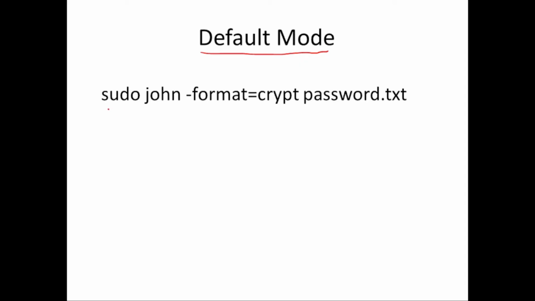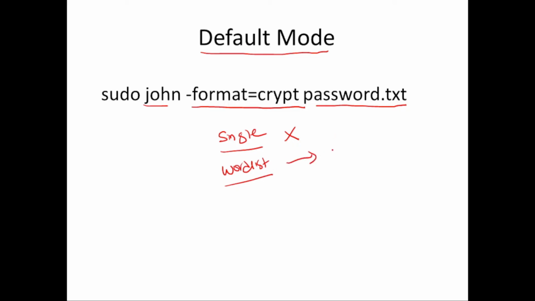The use of default mode is that we're not going to specify whether it is single crack, word list, or anything. We'll just say to John: this is the hashing strategy and this is the input password file. What it's going to do is start with single crack by default. If single crack fails, it will go to word list mode. In word list mode, it's going to use a default word list, password.lst, which is present in this directory, user share, as John the Ripper has its own list of word lists.